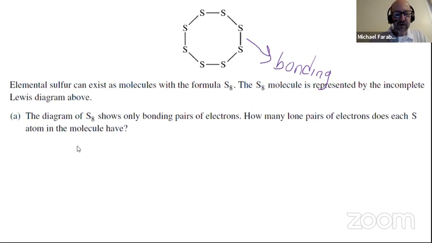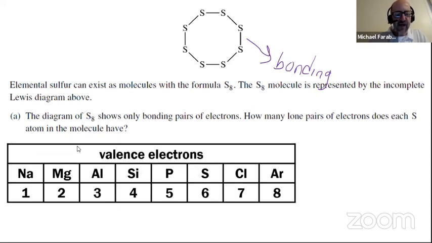Now to review valence electrons with you, I just picked period 3, which is from sodium all the way to argon. And we should know that the valence electrons are going to be from 1 to 8. So focusing on sulfur, sulfur has a total of 6 valence electrons. If I were to draw the Lewis dot structure for just a sulfur atom, I would have to draw 6 dots. 1, 2, 3, 4, 5, 6.